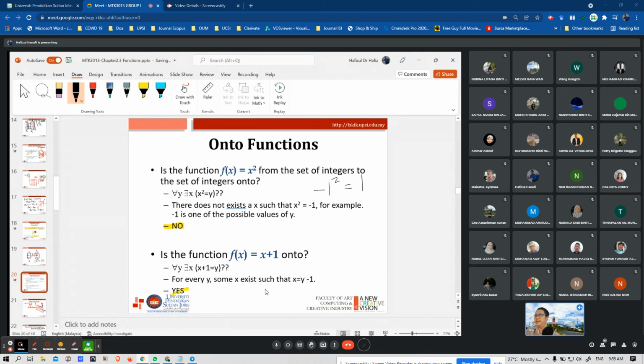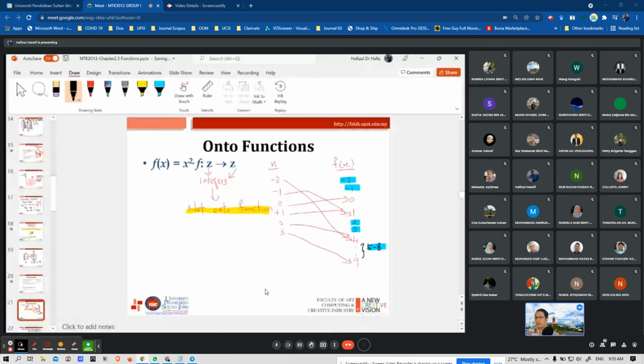And then is the function f(x) = x + 1 onto? The answer is yes. Why? Because this one is onto but not one-to-one. And then if we have integers, not onto functions, because we don't have 5 to 8.